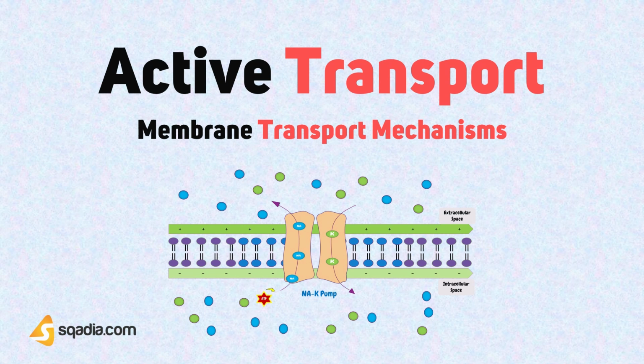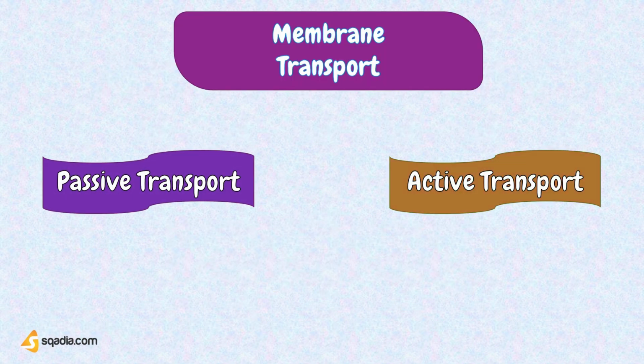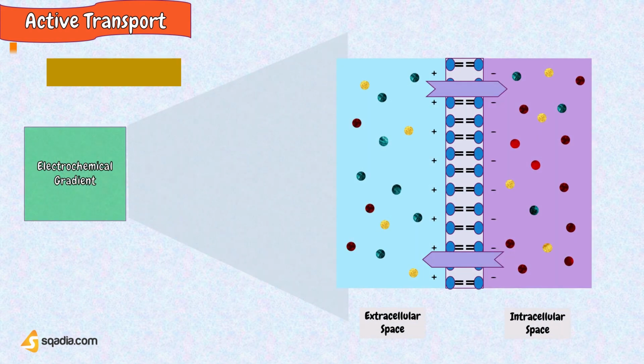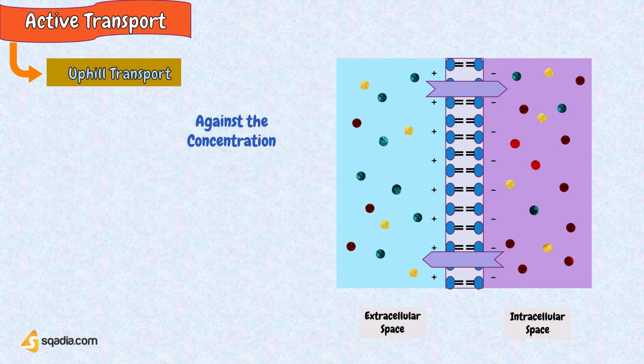We have already discussed the passive transport of molecules and nutrients across the cell membrane. Now we will talk about active transport. Active transport is the movement of substances against the chemical or electrical or electrochemical gradient. It is like swimming against the water tide in a river. It is also called uphill transport.